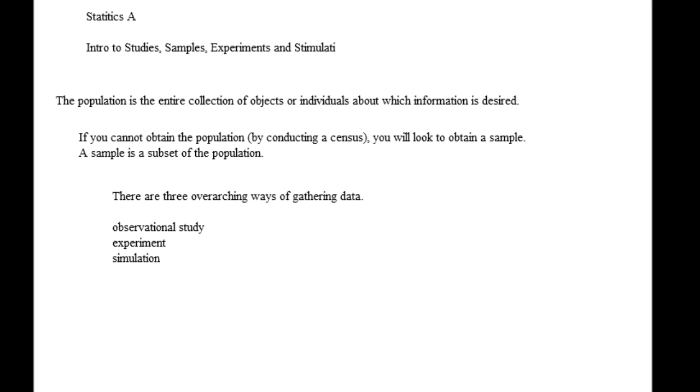The two most likely ones that you're going to use as statistics students are observational and experiment. This one, not so much. You can kind of ignore simulation, but notice that it's there. That's it for statistics and intro to studies, samples, experiments, and stimuli.